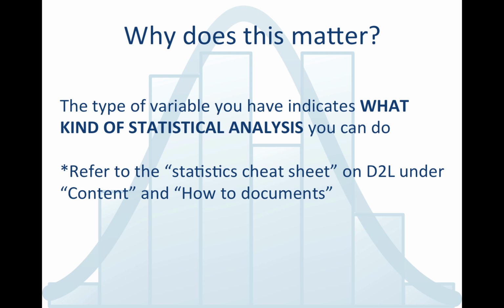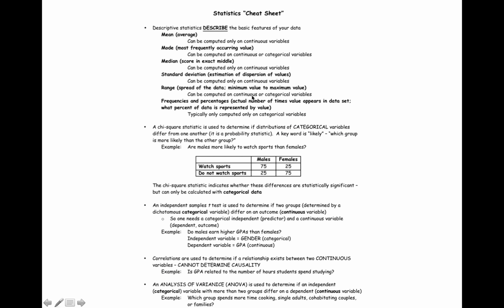So why does this matter? Honestly, this is probably one of the most important lectures that I can give you, because if you can break down any variable from a survey into either continuous or categorical, then you can figure out what statistics you are able to run. You can't run certain statistics with certain types of variables. And if you refer to the statistics cheat sheet under D2L, I put a copy here, you'll see that I have spelled it out for you.